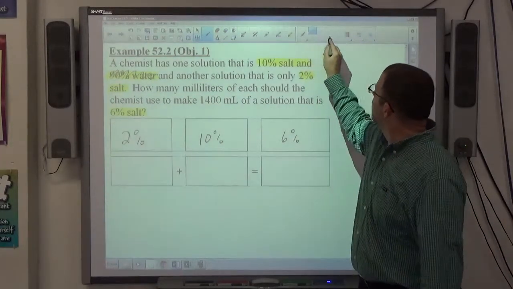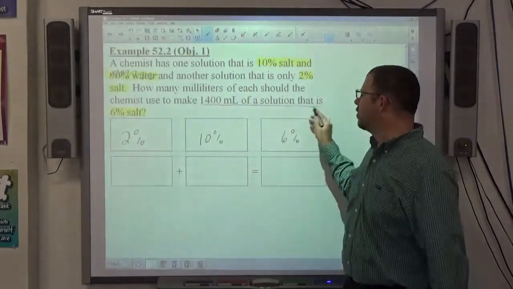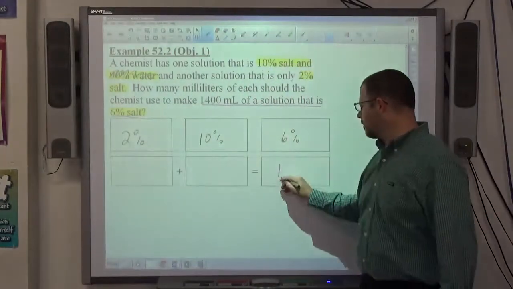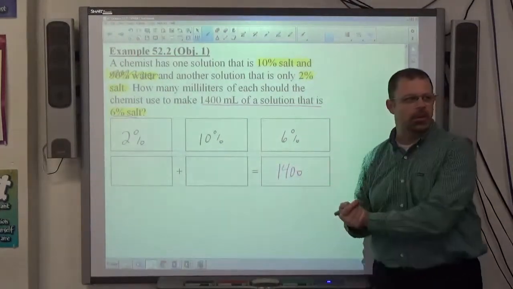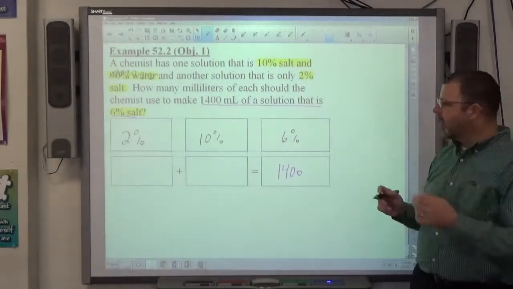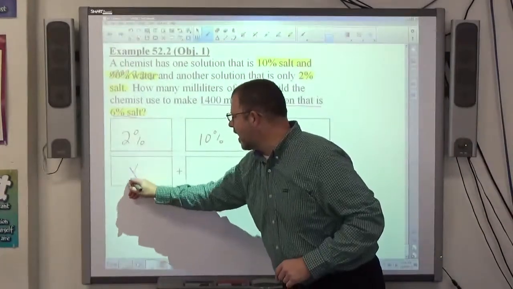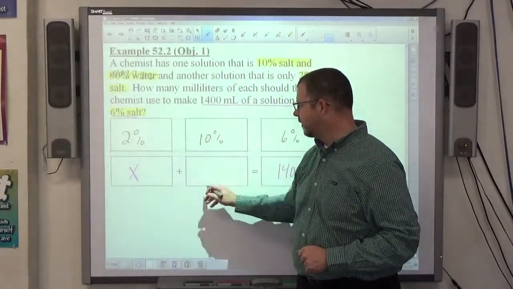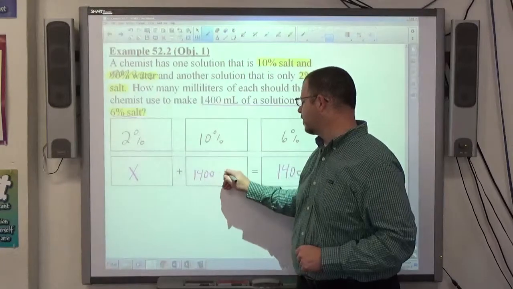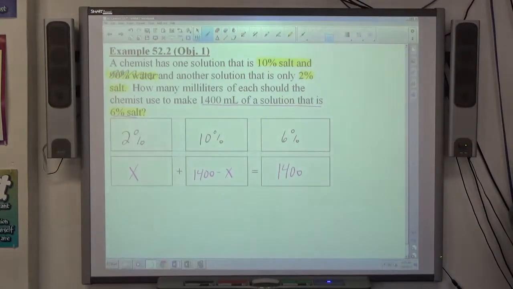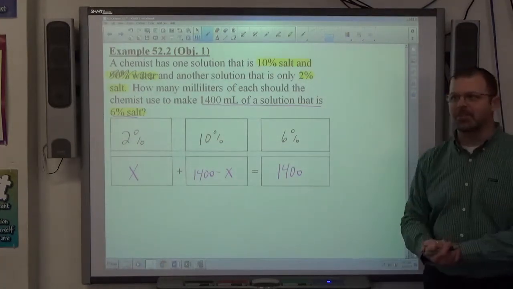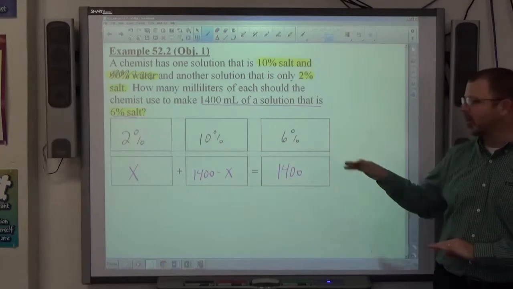I want 1,400 milliliters of the 6%, so we want the final amount to be 1,400. Again, I don't care how much these are as long as the final amount is 1,400. And then this is X, this is going to be what? 1,400 minus X. Thank you. Always number minus X for these problems as of this time. When we revisit the topic, there might be some weird stuff going on. But right now, that's what they're going to look like for now.